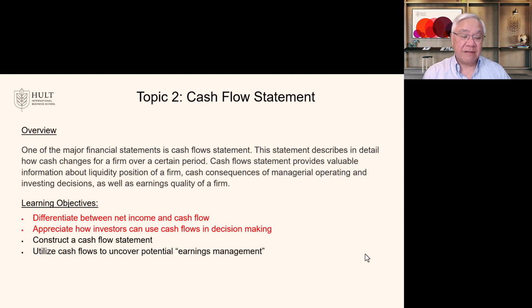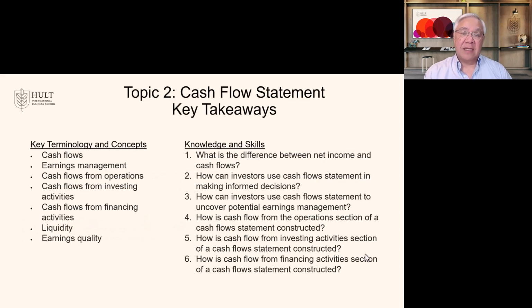The learning objectives are differentiating between net income and cash flow, appreciating how investors can use it, similar to what I just described, constructing a cash flow statement, and then looking at possibilities of earnings management. The key takeaways are terminology such as cash flows, earnings management, cash flow from operations, cash flows from investing activities, cash flow from financing activities, liquidity, and earnings quality.